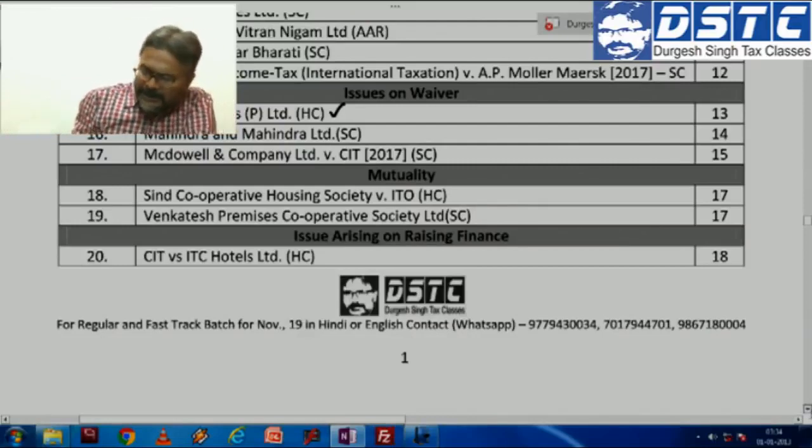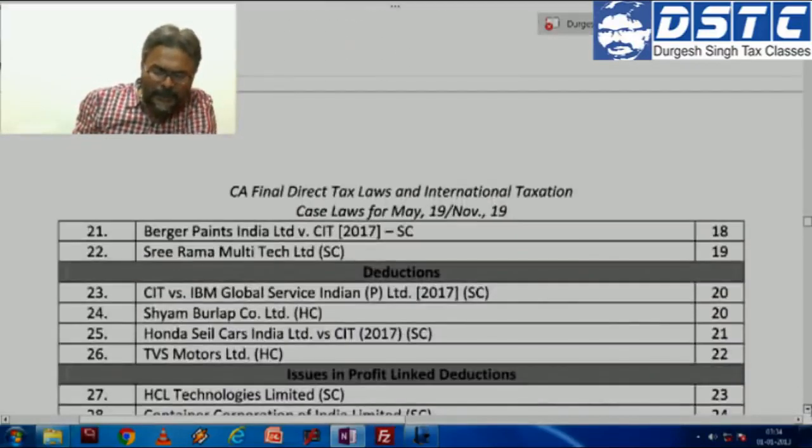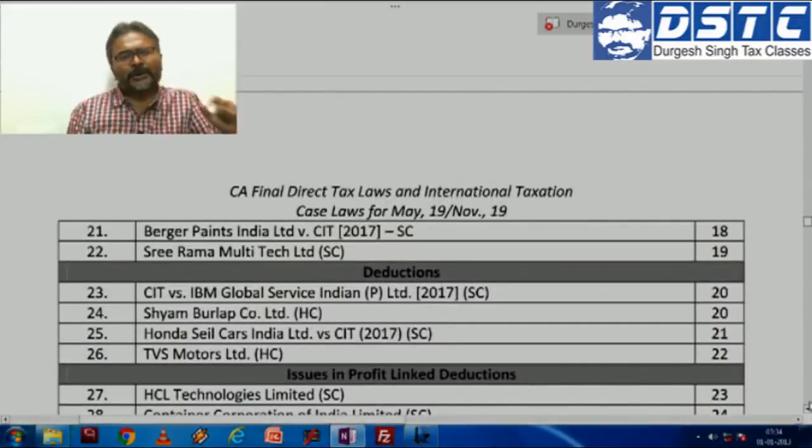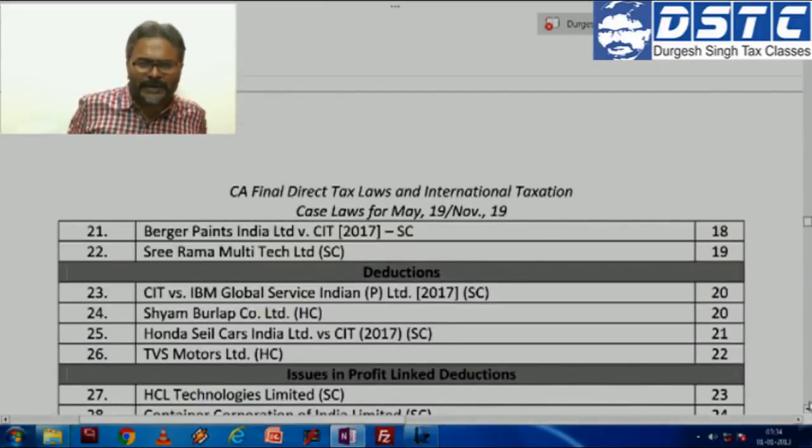CIT versus ITC Hotels Limited, Berger Paints. In this case, share premium, Rama Multitech Limited. I think all of you are aware of this now. So we have dealt with this entire thing, students.